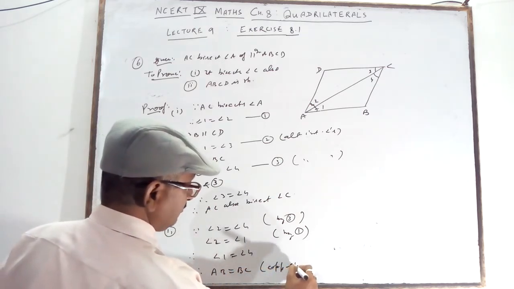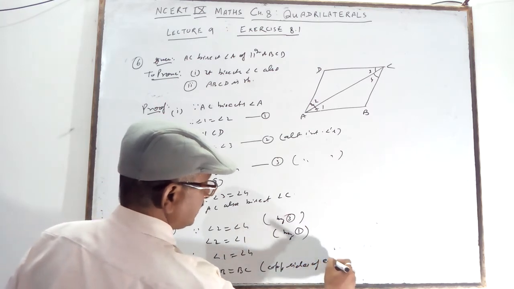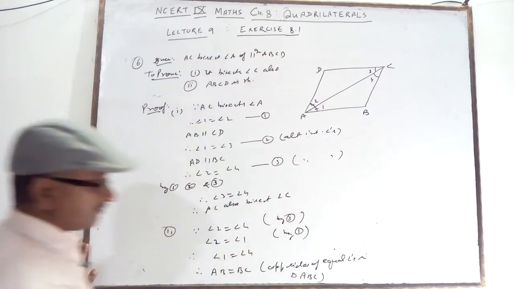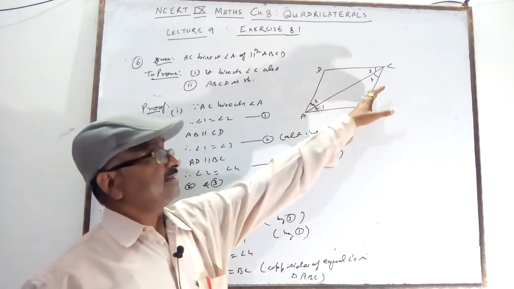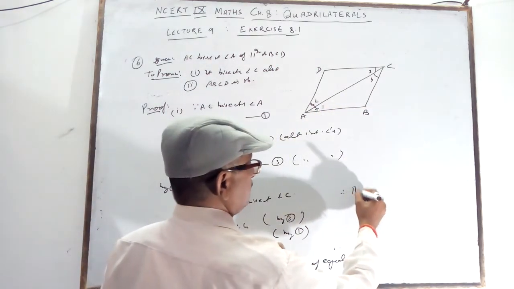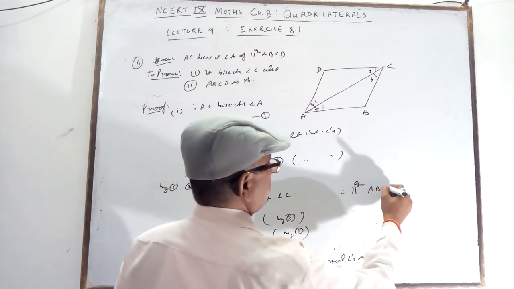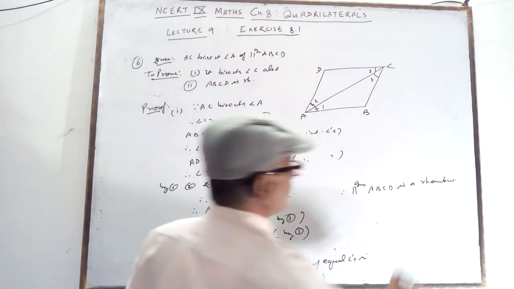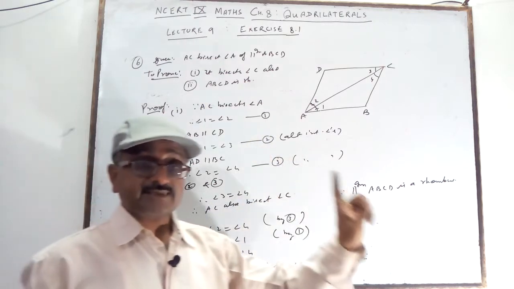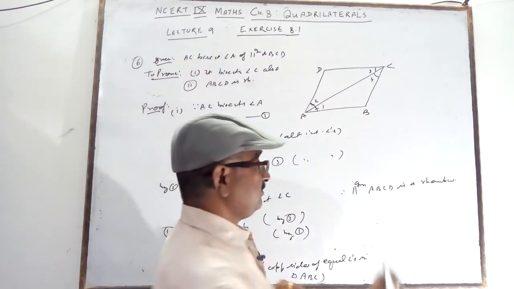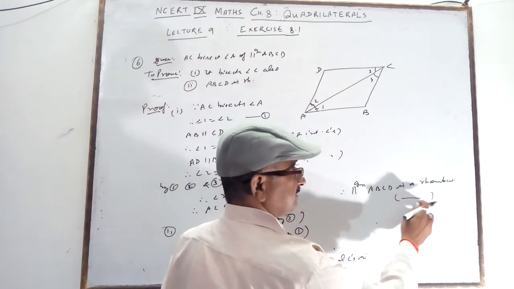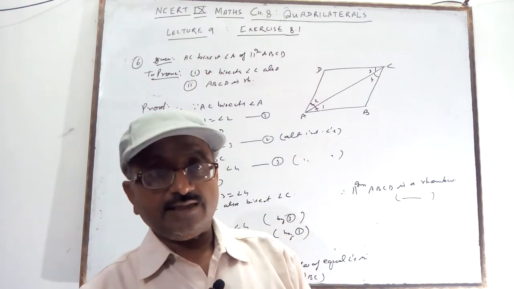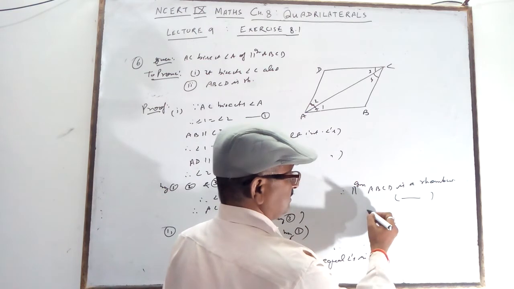Opposite sides of equal angles in triangle ABC. AB is equal to BC, you are getting. So parallelogram ABCD is a rhombus. Why is it a rhombus? Reason: if adjacent sides of a parallelogram are equal, then it is a rhombus. Clear? So very easily you can get it is a rhombus. Hence proved.